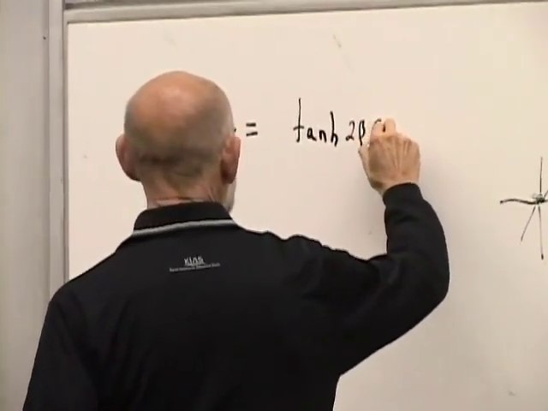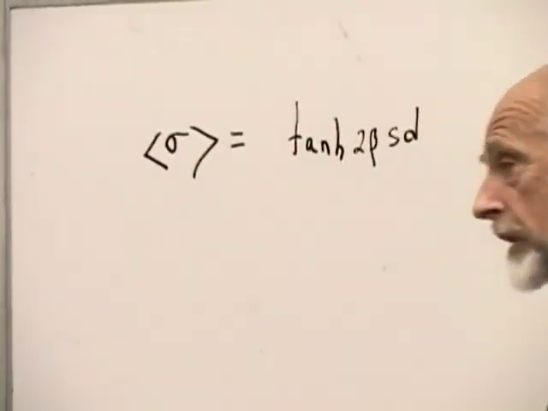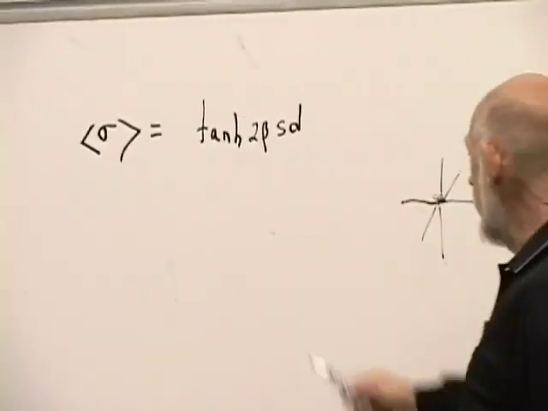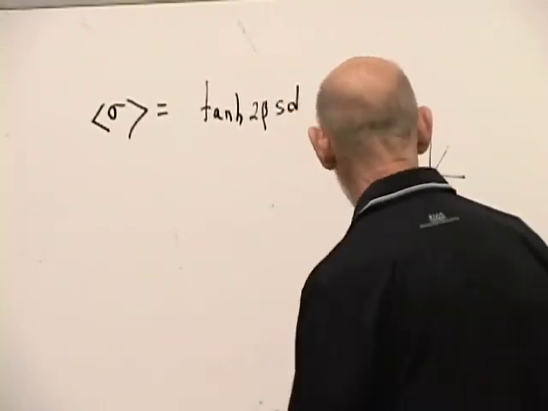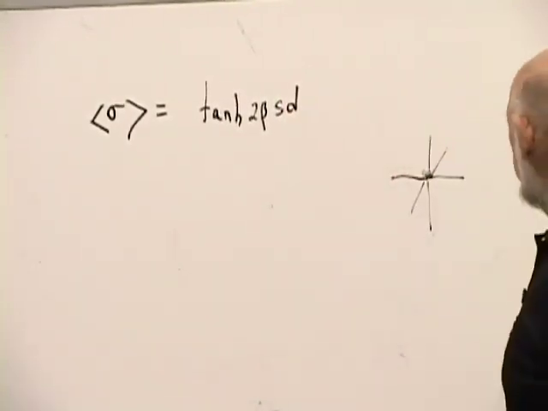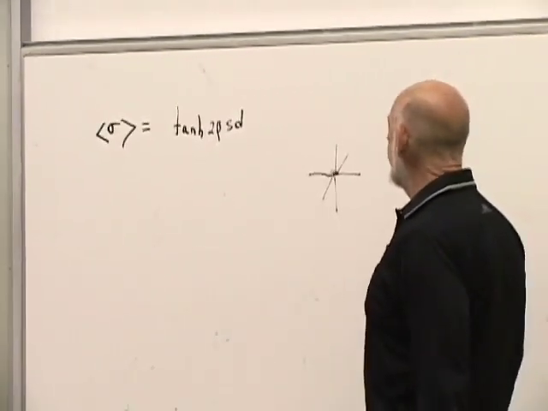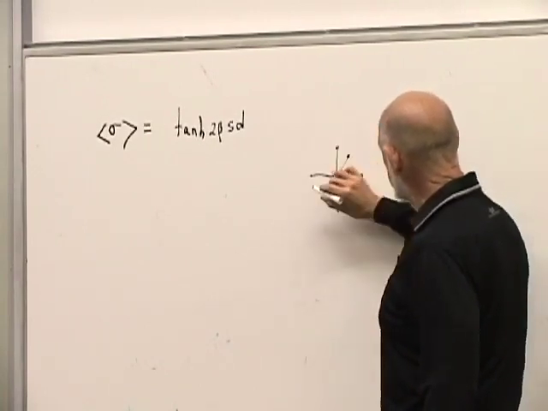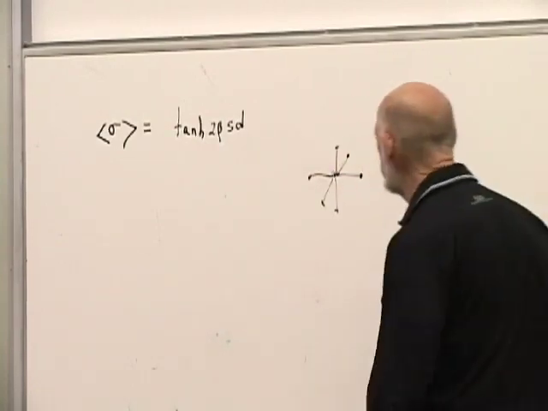D is the dimensionality of space, and it simply represents the number of nearest neighbors to this fellow over here. Beta is the inverse temperature. Where did the 2 come from? Oh, I remember where the 2 came from. Yeah, because the number of nearest neighbors is twice the dimensionality. And S was the average spin of the entire ensemble of spins.